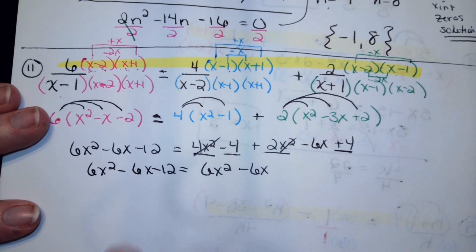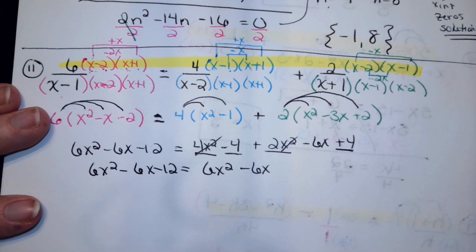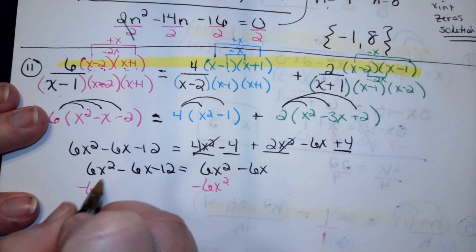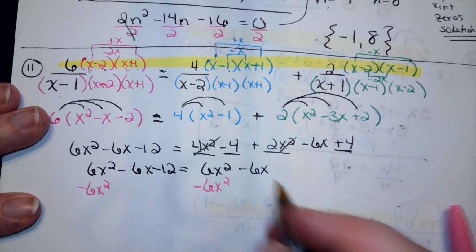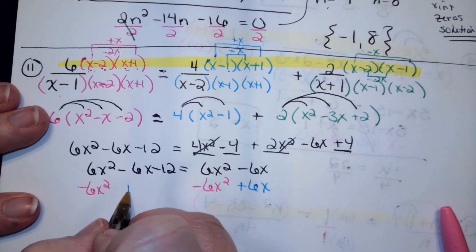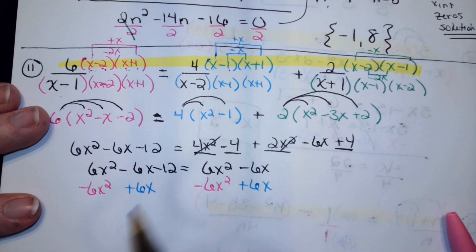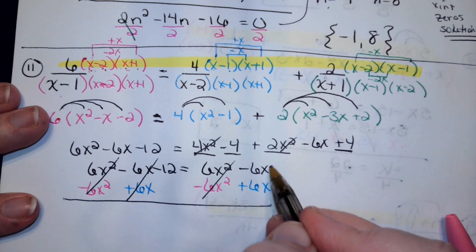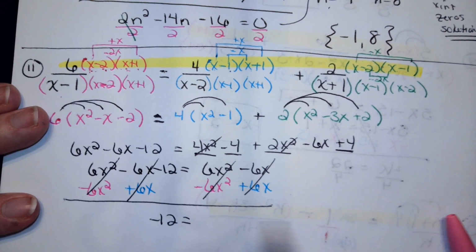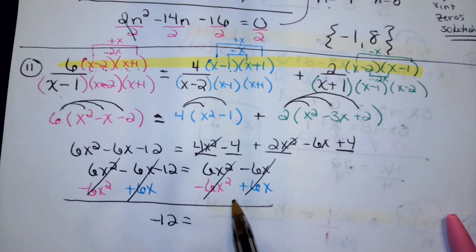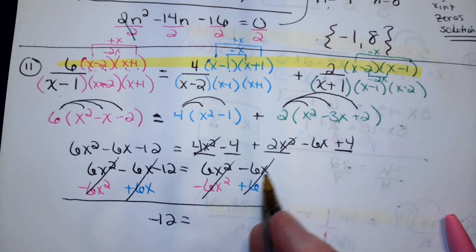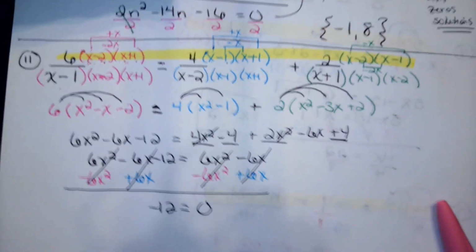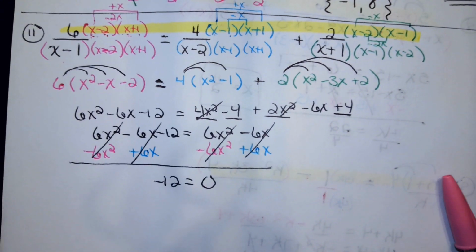Alright, since this is a quadratic, I want to move everything to one side. So, opposite of positive 6x squared is negative 6x squared. Opposite of negative 6 is positive 6. These cancel, these cancel, these cancel, these cancel, and I get negative 12 equals. Well, these canceled over here, so most of the time we think there's nothing there, and it's true, there is nothing there. What represents nothing? Well, that is a 0. We've got negative 12 equals 0. We don't have any variables left.